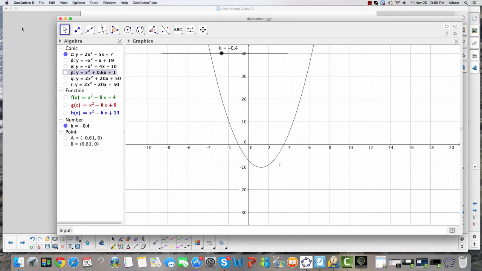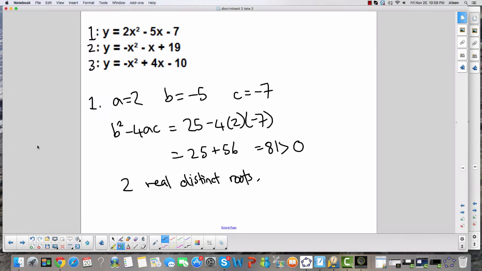And here's the graph. There's a left hand root and there's a right hand root. So 2 real distinct roots. That's all we need to know. We're not interested in what they are, we're just finding out how many roots there are. So yes, there are 2 real distinct roots on that parabola. Alright, let's look at number 2.